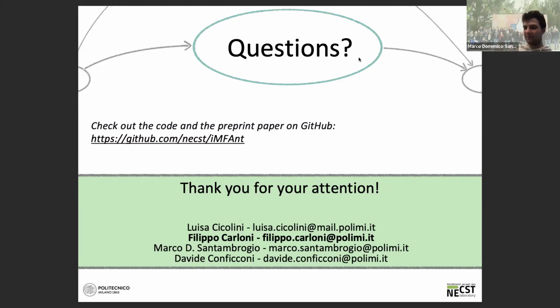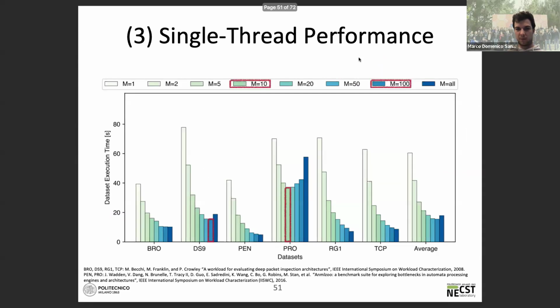I have a question for you. So please elaborate a bit more on why on some benchmarks, we have seen that the merging factor of the whole rule set is not the optimal one. You are referring to this picture, right?